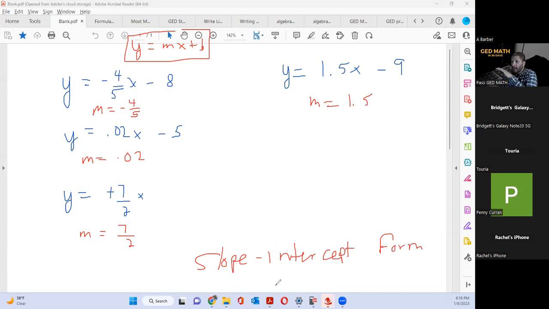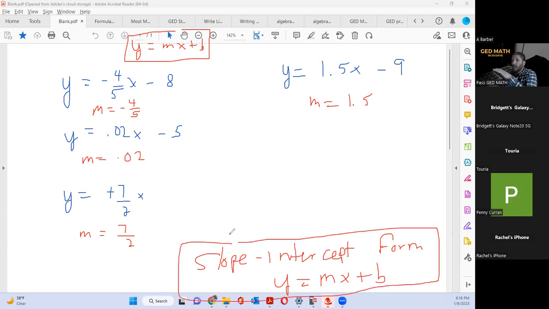Okay, the equation must look like this exactly: y = mx + b. Does everybody understand that? Okay, let's go back to the first one. What would be my y-intercept? B. -8. For the second one, what would be my y-intercept? -5. For the third one? 0. For the last one? -9. This is why it's called slope-intercept form.